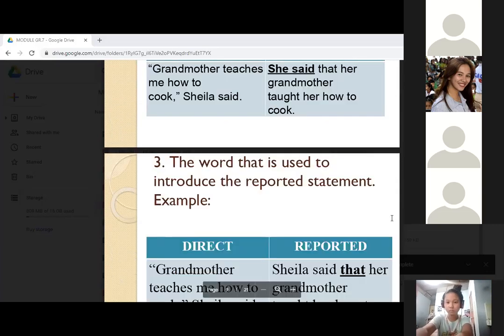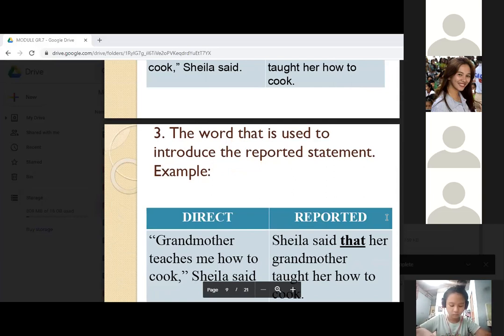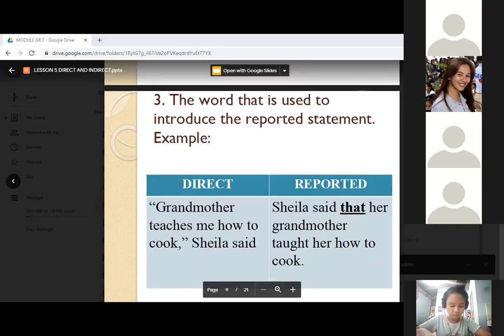Okay, so number 3. In number 3, the word that is used to introduce the reported statement. So now, you need to begin with noun or pronoun plus said plus that. So, that's step number 3. Always add that. So, grandmother teaches me how to cook, Sheila said. Pag kinonvert mo siya into reported, you need to begin with Sheila said that. Okay? So, next one, bakit her? Ano ba si Sheila? We are talking about Sheila's grandmother. So Sheila and grandmother basically they have relationship. So they are related to each other. Therefore, you are going to use the pronoun her. Okay? So Sheila said that her grandmother taught her how to cook. Okay? So that's step number 3.